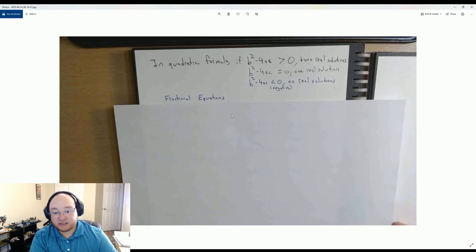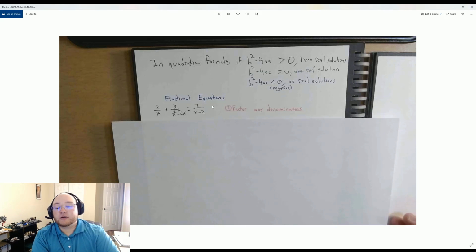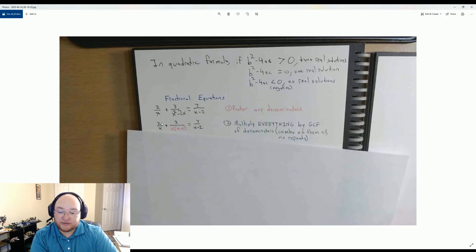Last thing is fractional equations. It's the hardest thing to wrap your head around, but it's not too bad. First step always is to factor any denominators. Generally in this section, you're always going to try to factor anything you can factor. On this one, that's only the middle one. We can factor out a GCF of x, leaving you 2 over x plus 3 over x, x minus 2 equals 7 over x minus 2.